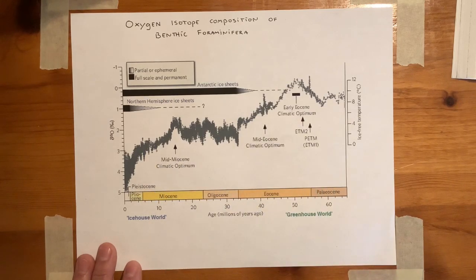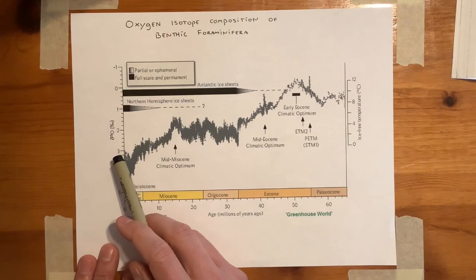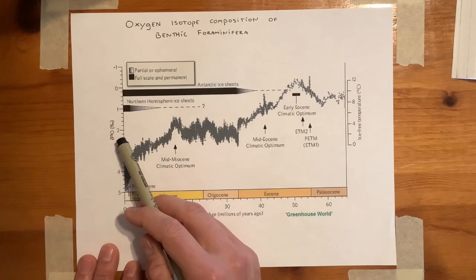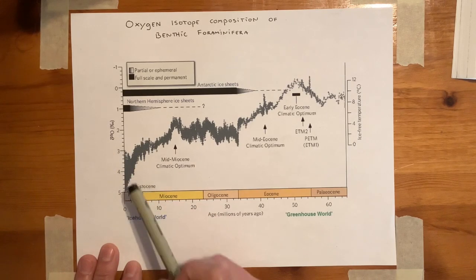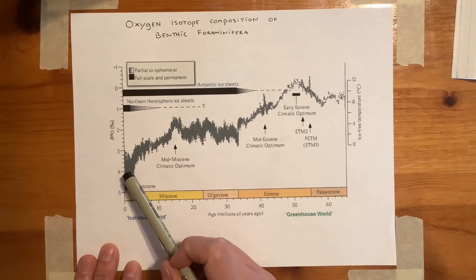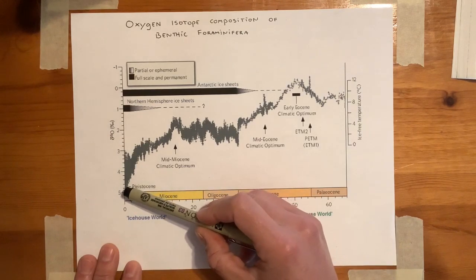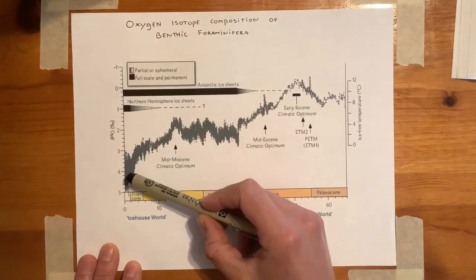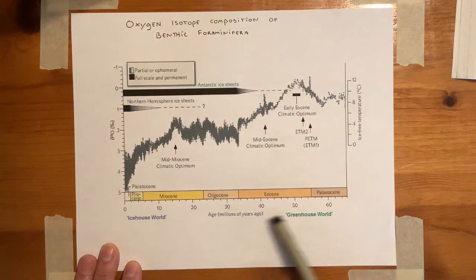telling us. The first thing to notice about this plot is on the x-axis, we have time in millions of years ago, starting at 0 here, going back to about 65 or 66 million years ago. On the y-axis, we have delta 18O expressed in a per mil ratio. So we'll explore what exactly that means in greater detail. But basically, this is the oxygen isotope composition of these foraminifera through time.